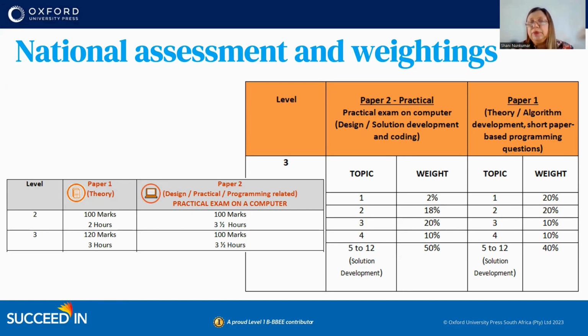So how is this paper broken up? If we look at the paper 2 first, the practical as shown on the right-hand side, topic 1 is 2%, topic 2, 18%, topic 3, 20%, topic 4, 10%, and topics 5 to 12 is 50%. This is forming part of the practical paper. Then when we go back to the theory paper, which is paper 1, topic 1 is 20%, topic 2, 20%, topic 3, 10%, topic 4, 10%, and topics 5 to 12 is 40%.